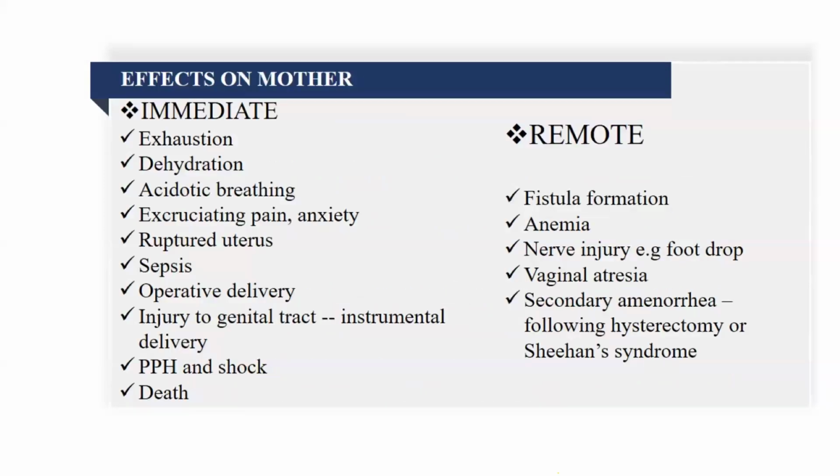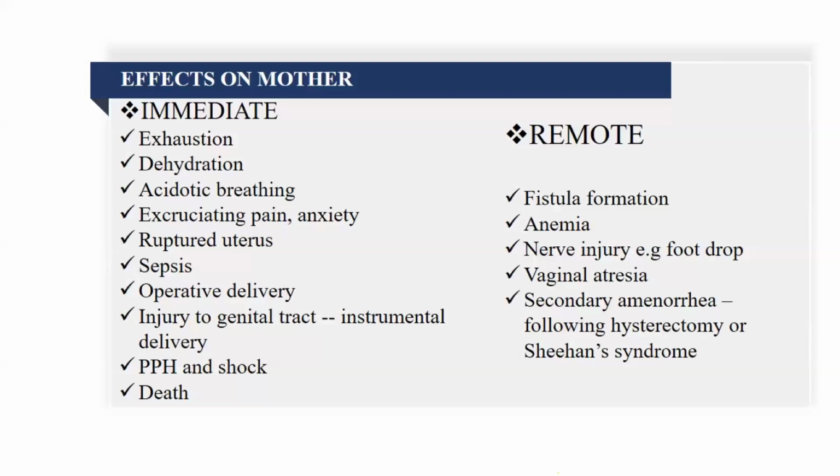So what effects does this have on the mother? We divided them into immediate and remote effects. The immediate effects on the mother include maternal exhaustion, dehydration, and acidotic breathing because of the exhaustion. The mother moves away from first-line glucose metabolism to fatty acid metabolism, ending up releasing acetone, which is perceived through the breath. Excruciating pain and anxiety, ruptured uterus, sepsis, increased risk for operative delivery, injury to the genital tract due to instrumental delivery, postpartum hemorrhage and shock. All these contribute to maternal mortality.